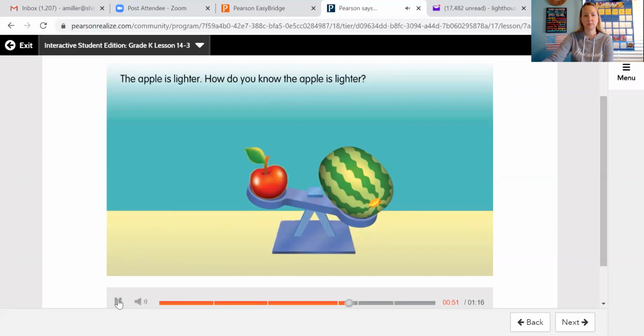The apple is lighter. How do you know the apple is lighter? How do you know the apple is lighter?